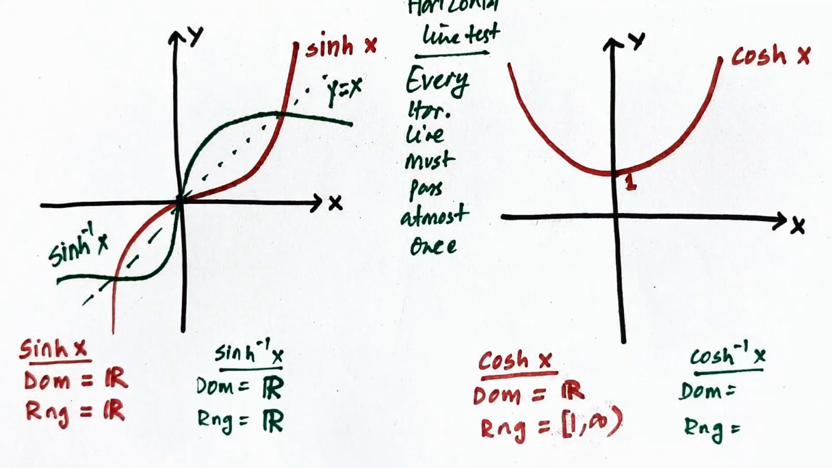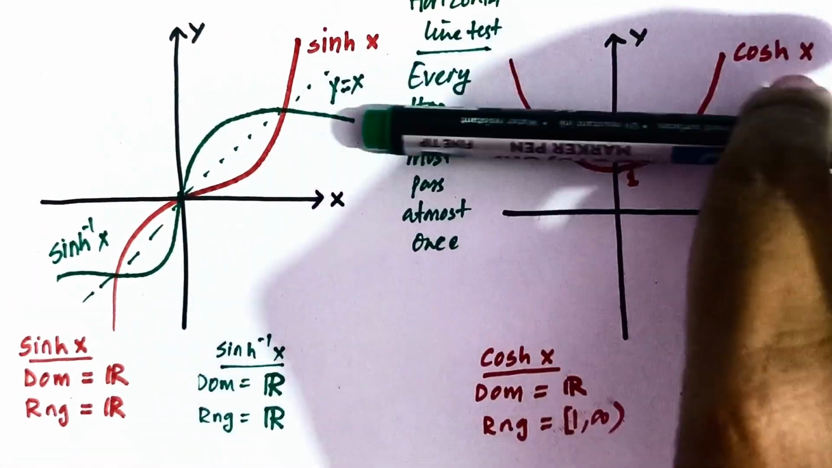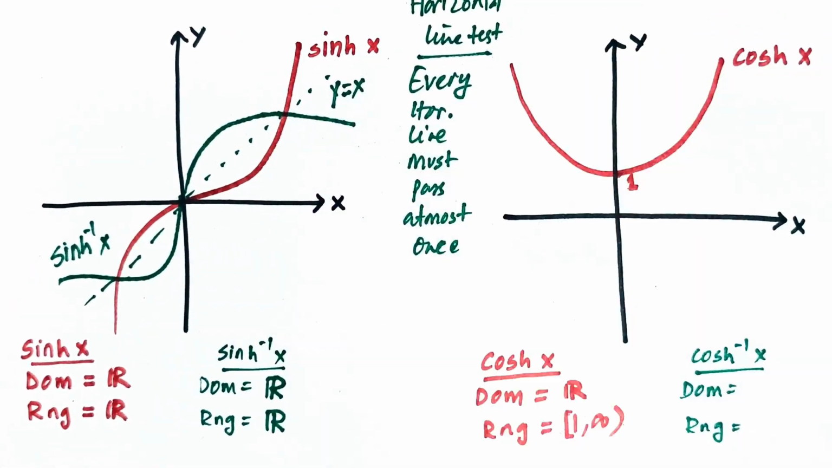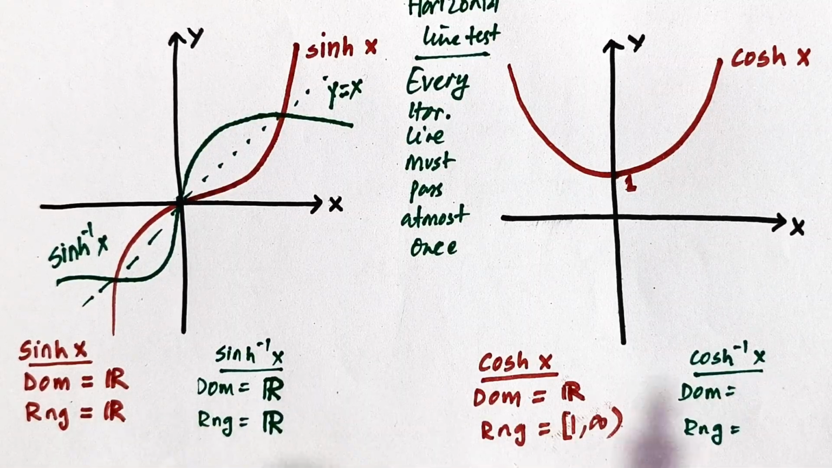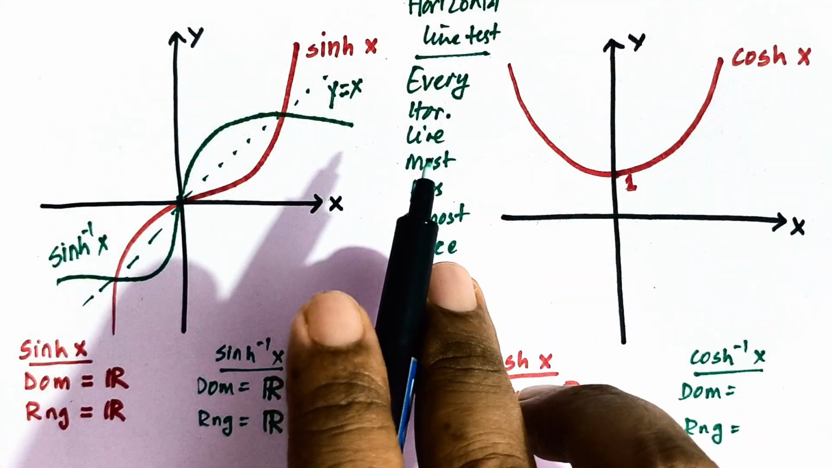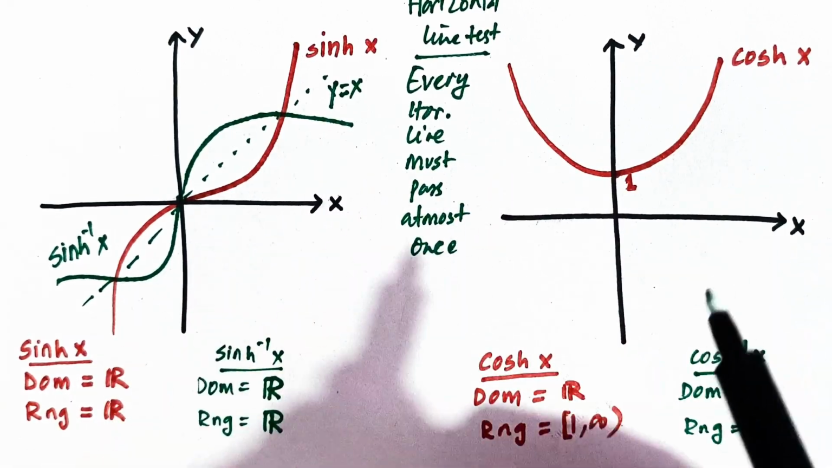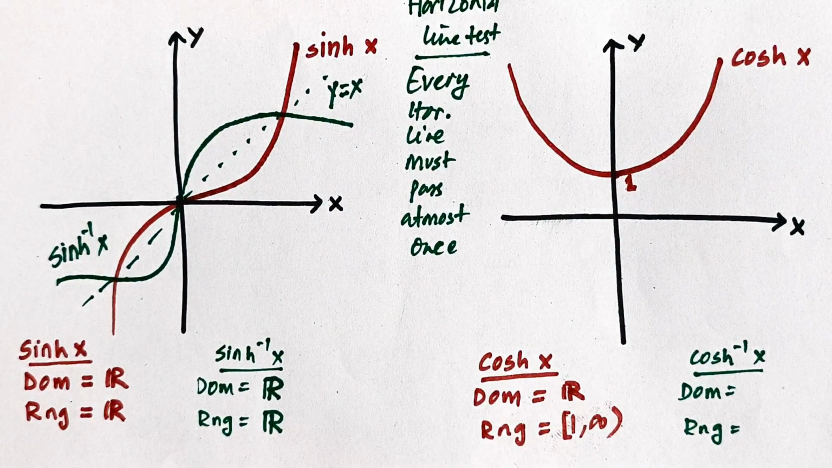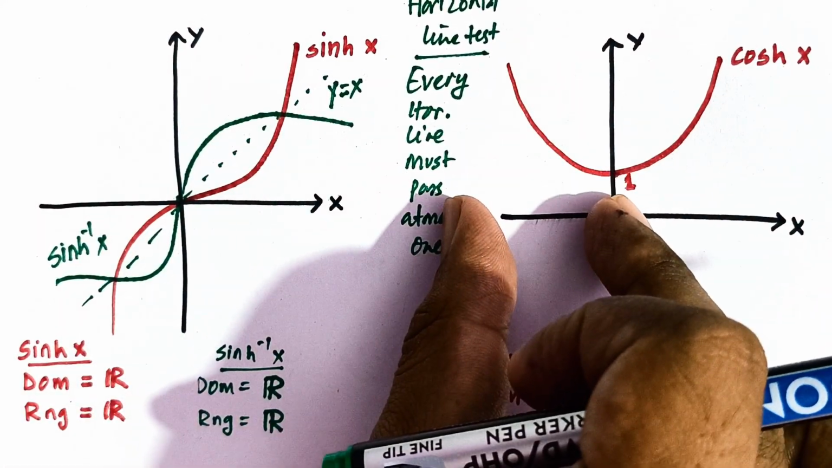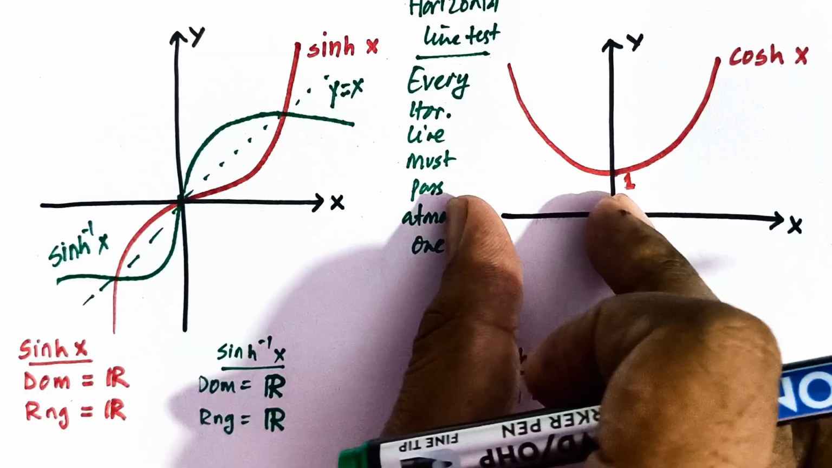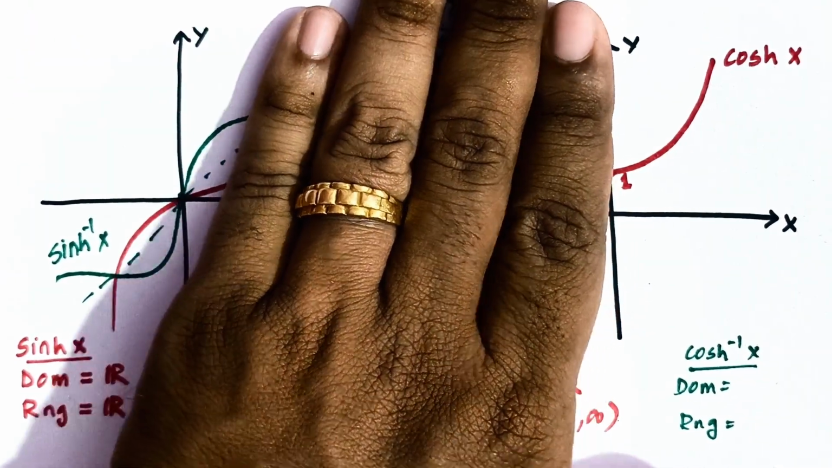Next, hyperbolic cosine. We have already seen this is not 1-1. Our horizontal line test fails. When a function is not 1-1, but we want its inverse function, then it is customary to restrict the part of the domain which is responsible for not making it 1-1. See here, if we just restrict this part, we will just remove this part from the domain. So our hyperbolic cosine will be this much.